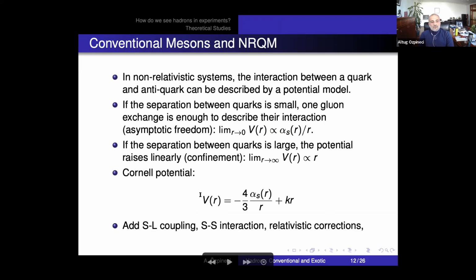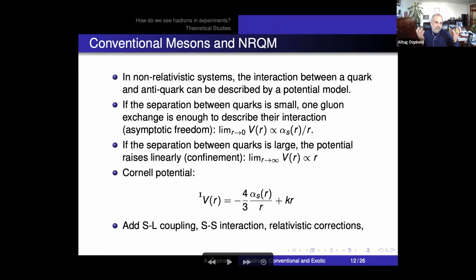Now, what about the mesons? There are various descriptions of mesons. You can, of course, use the lattice QCD to describe the mesons, but an intuitive description would be what is called the non-relativistic quark model. Just as I stated before, the mesons are very similar to the hydrogen atom. So the simplest thing you can do is just treat it like the hydrogen atom or any other atom.